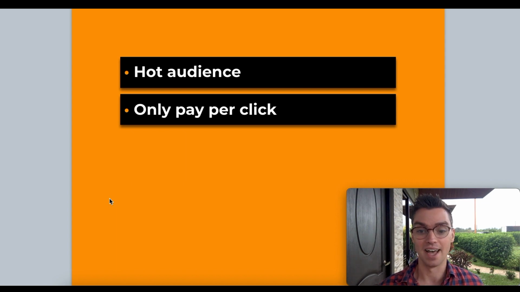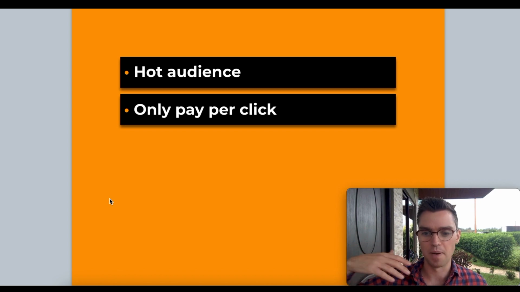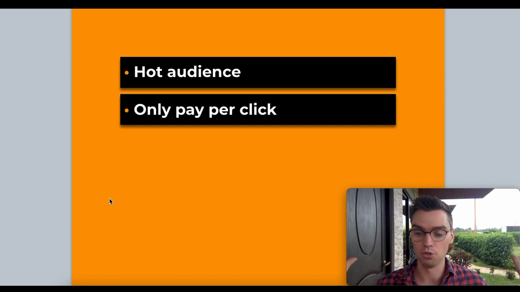Number two, as we stated before, is you only pay when someone actually clicks on your ad. So let's pretend you bought a billboard on a highway and paid a certain amount per month to have this billboard, and you got a bunch of views on it. Great. A bunch of people drove by and saw your billboard.